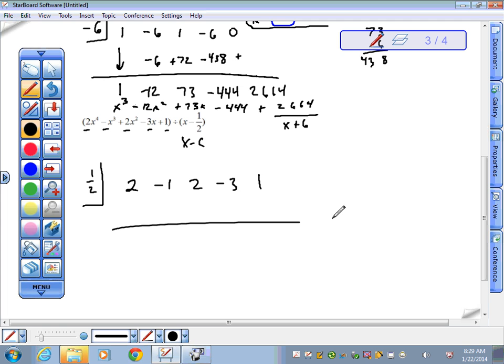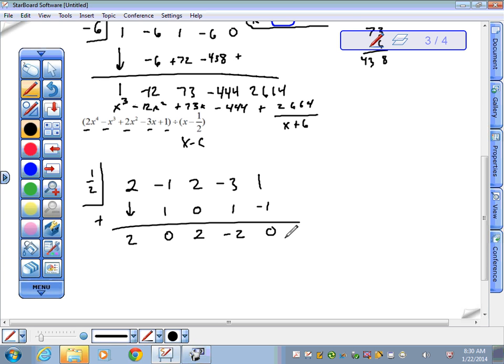What happens to the front number? Front number just falls down. That makes a 2. 2 times a half, that makes 1. Negative 1 plus 1. Remember, we're adding here. Negative 1 plus 1, that makes 0. Okay. 0 times a half, 0. Add it up. 2 plus 0, 2. 2 times a half makes 1. Negative 3 plus 1, I think that makes negative 2. Negative 2 times a half makes a negative 1, makes a 0.